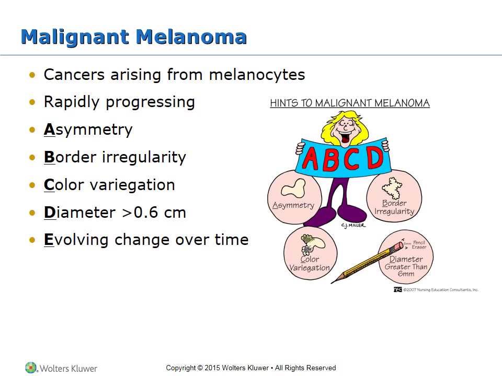And then D, diameter, anything that's greater than 1/6 of a centimeter is concerning. So that's basically the end of your pencil eraser. And then E, evolving: if you start to see a skin lesion or a mole changing, that's concerning. So those are the things that we need to be teaching our patients specifically about.